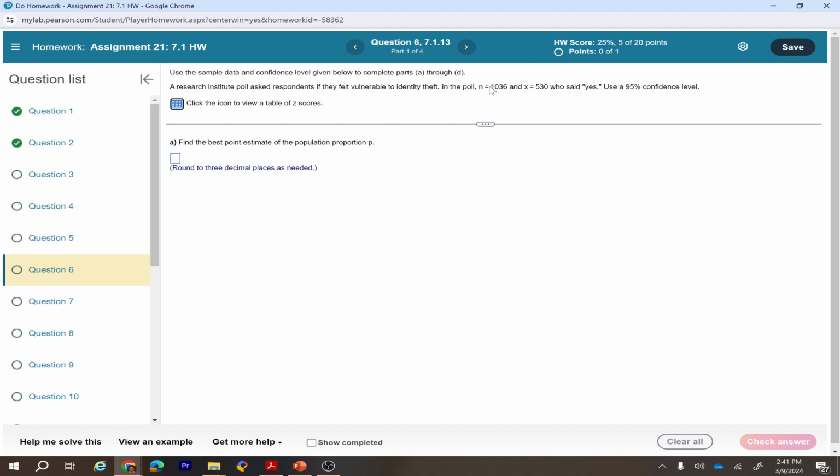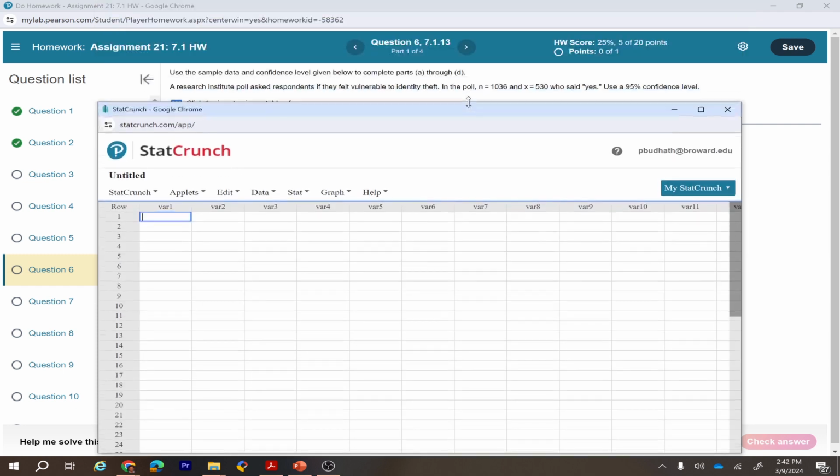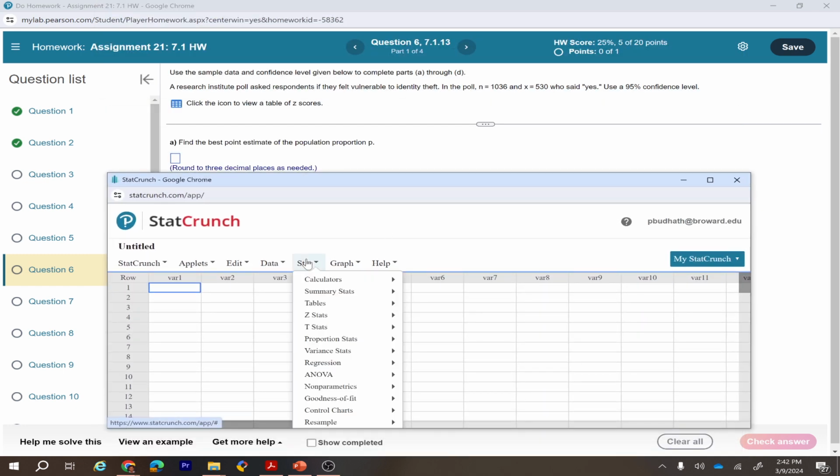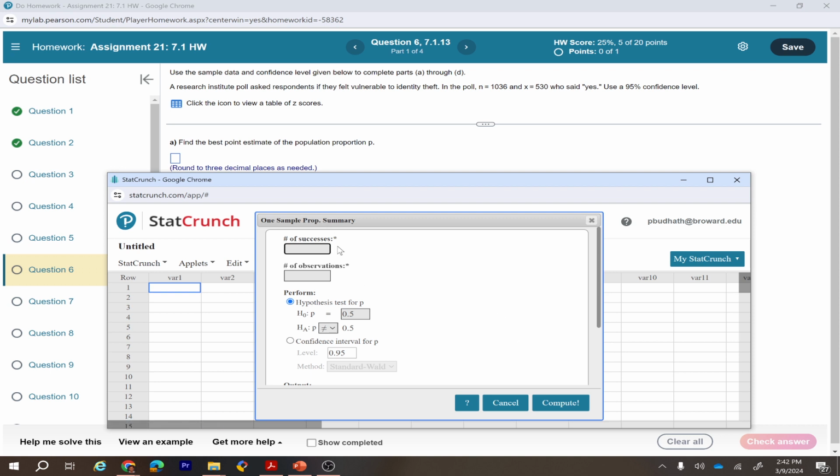Okay, so this is the information we have been given. The sample size is 1036. The number of successes, those who said yes, is 530. The confidence level is 95%. Answer this question: what is the population proportion? This is a very easy problem if you use StatCrunch. Go to Stat, go to Proportion Stats, use One Sample with Summary. When you click it, the number of observations means the sample size, which is 1036. The number of successes means how many of them said yes, which is 530.